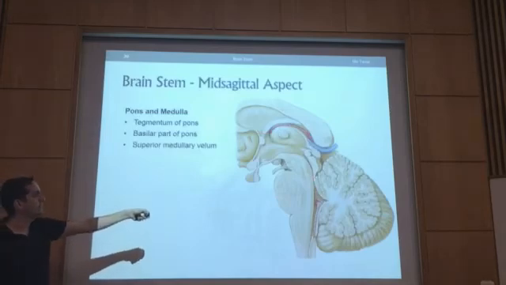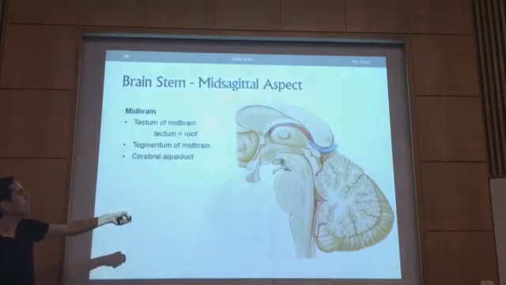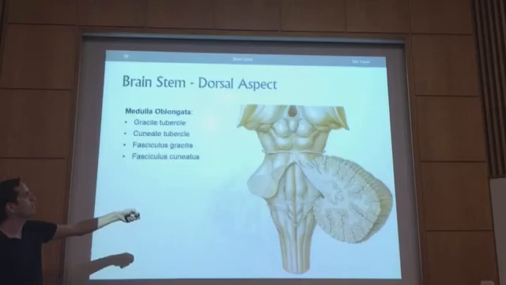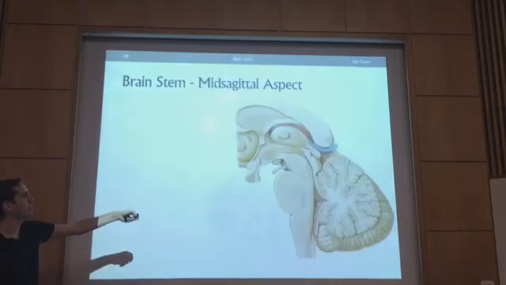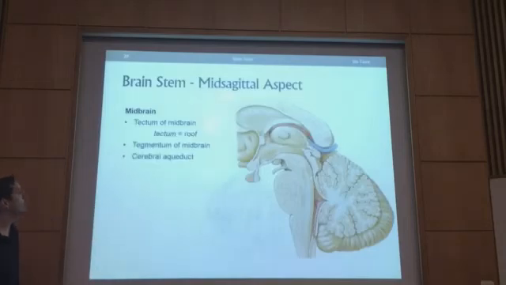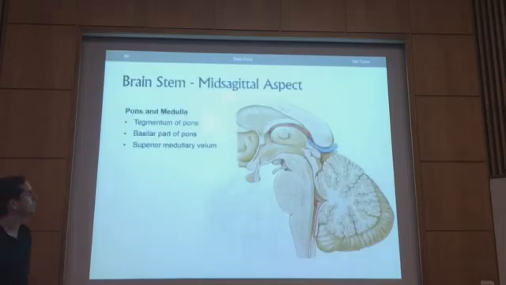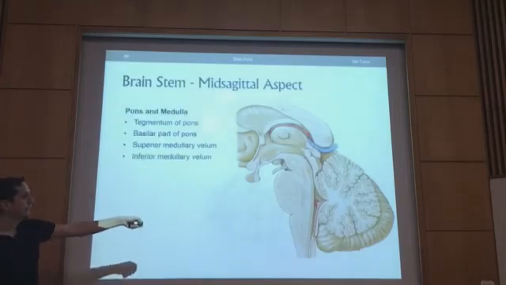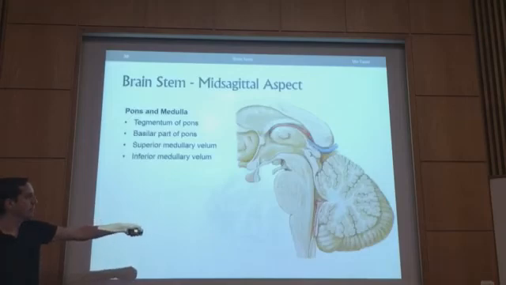In addition, we can see the superior medullary velum. This is the superior medullary velum. Earlier, we only saw this edge of it, but here we can see the entire velum. This is the superior medullary velum, closing the fourth ventricle for us, making the roof of the ventricle. Okay? And this is the inferior medullary velum.